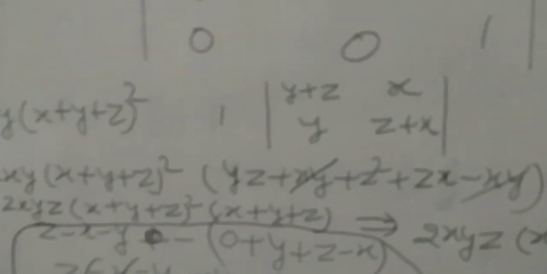Now students, you can see we have to multiply: yz plus xy plus z square plus zx minus xy. So xy cancels. You can see here z is common, student. So it will become 2xyz. Okay. And what is left here? y plus z plus x. So 2 times (x plus y plus z) and 1 time more. So it will become (x plus y plus z) whole cube. 2xyz (x plus y plus z) whole cube. Okay students? Okay then.